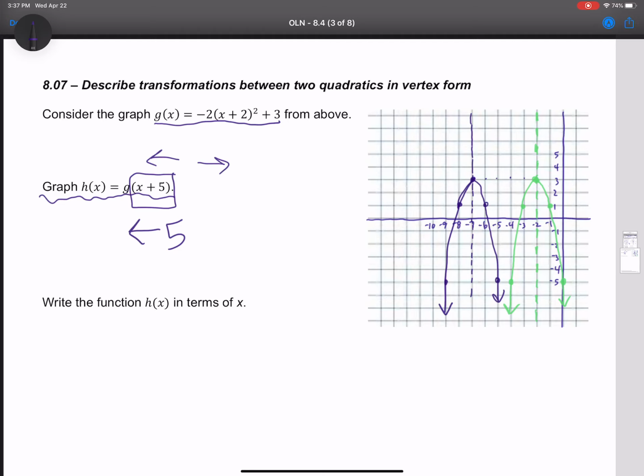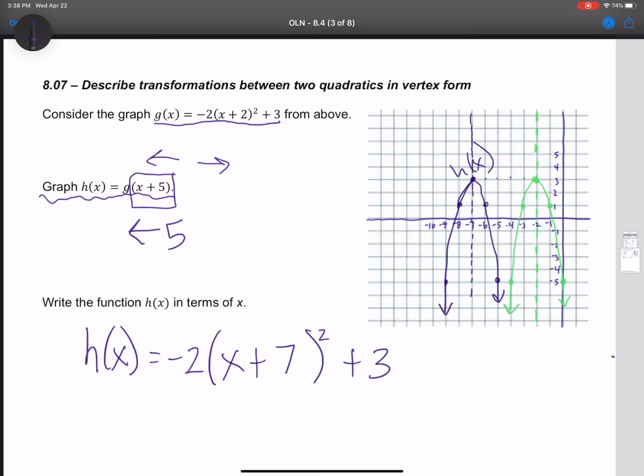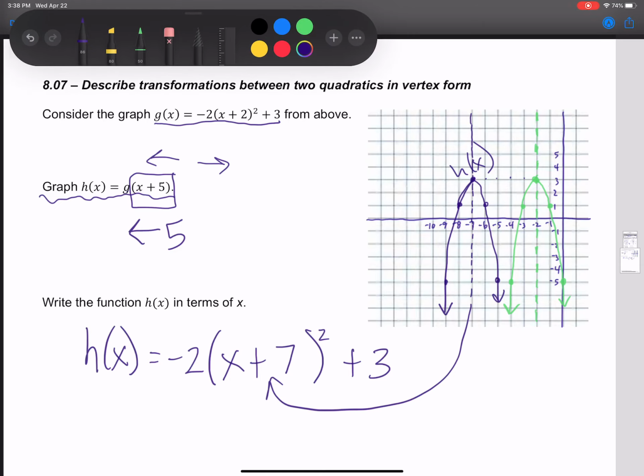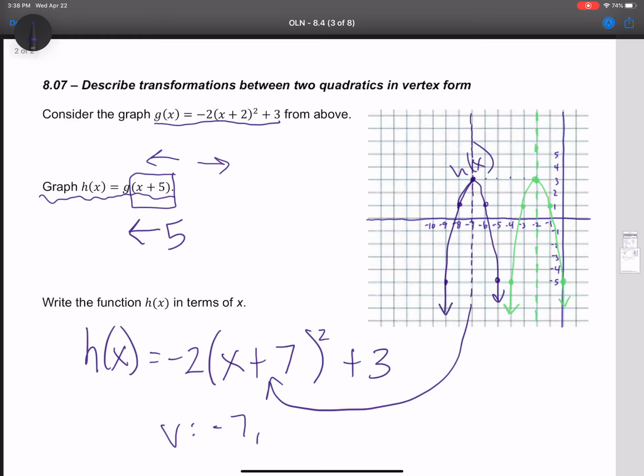So if we had to write the function h of x, this purple one is h of x. It still had that -2 sitting in the front. It still had that squared and the +3 at the end. But now inside the parenthesis, it is x plus 7 because our axis of symmetry is at -7. The vertex for this one is -7, 3.